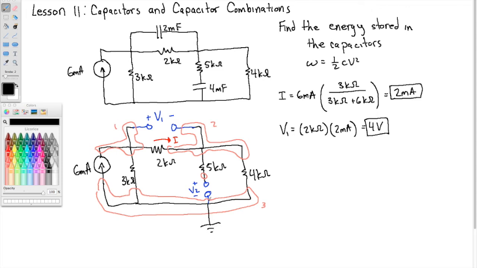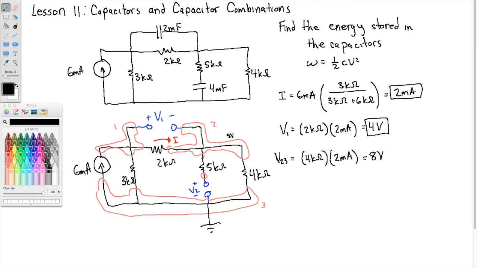Now, I can get the voltage difference from 2 to 3, because I know that 2 milliamps comes through the 2 kilo ohm resistor and has no choice but to go through the 4 kilo ohm resistor. So the voltage from 2 to 3 is 4 kilo ohms times 2 milliamps. That's 8 volts. So that's the voltage again from 2 to 3. So if 3 is grounded, that means this is 8 volts up here.